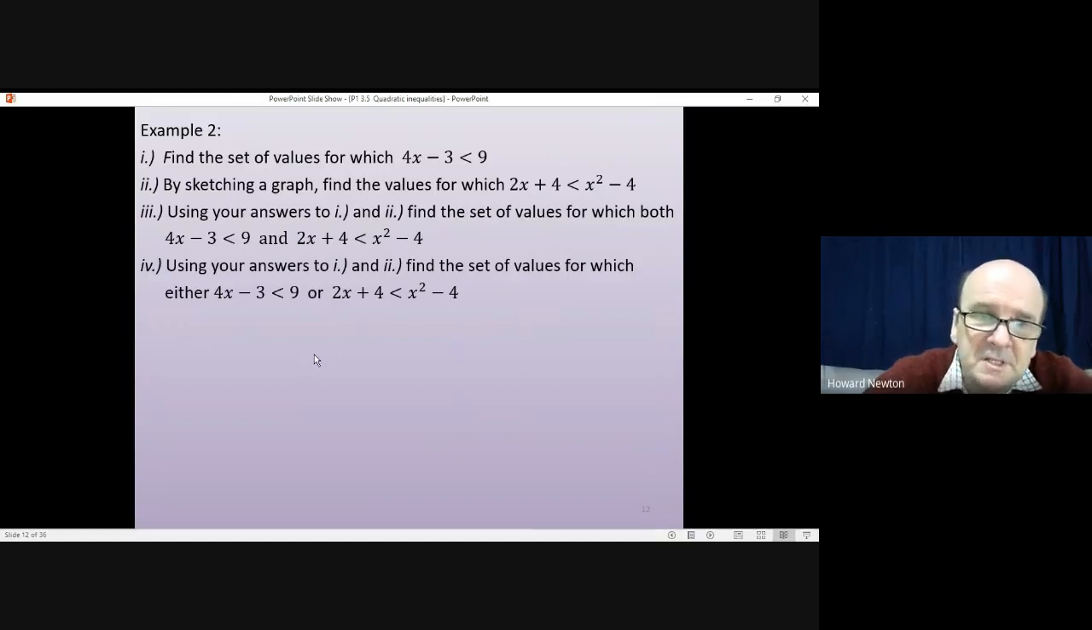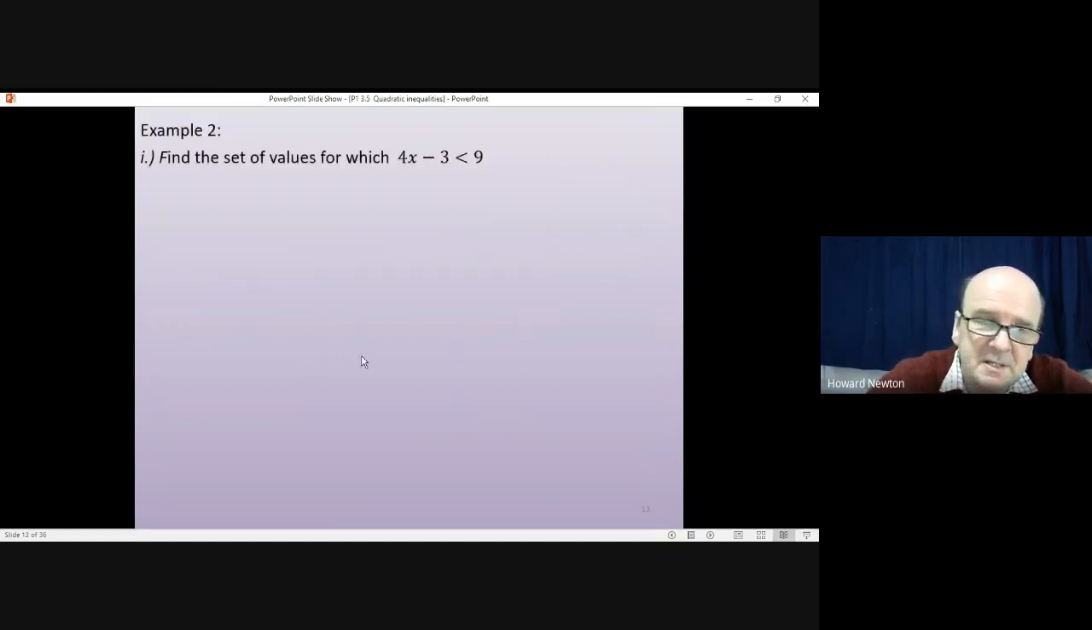Okay, we'll have a look at this. So the first part was just the linear inequality, 4x minus 3 is less than 9. And to solve that, there are no tricks, no catches. We add 3 to both sides, and that gives us 4x is less than 12. Then we divide by 4, and that gives us x is less than 3. That's the linear inequality solved. You don't need to do any more.